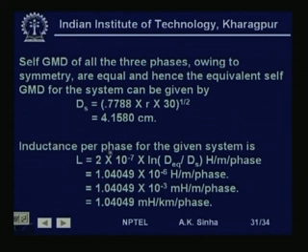Therefore, now we can find out inductance per phase for the given system as L is equal to 2 into 10 to the power minus 7 into ln DEQ by Ds henries per meter per phase, which is equal to 1.04049 into 10 to the power minus 6 henries per meter per phase, which can be written as 1.04049 into 10 to the power minus 3 millihenry per meter per phase, or 1.04049 millihenry per kilometer per phase.